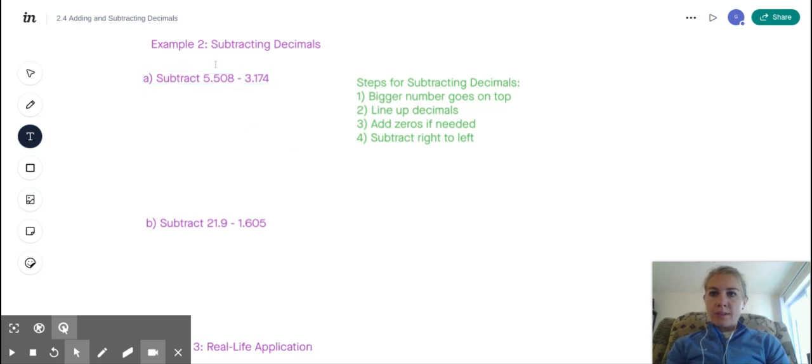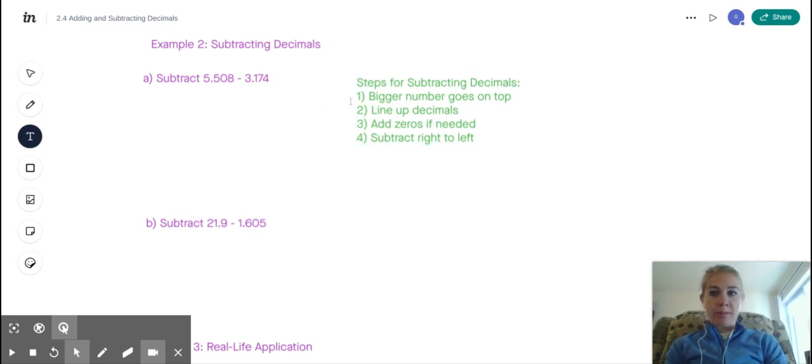All right, let's go over example 2, subtracting decimals. And this is part of chapter 2, section 4, adding and subtracting decimals. All right, so problem A says subtract 5.508 minus 3.174. Okay, steps for subtracting decimals over here on the right.